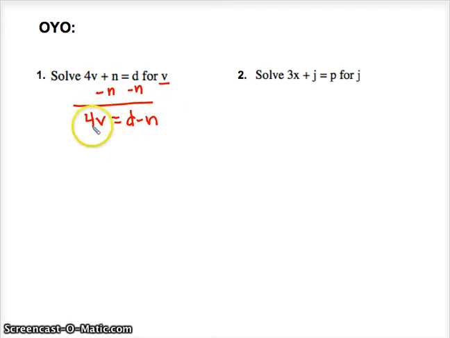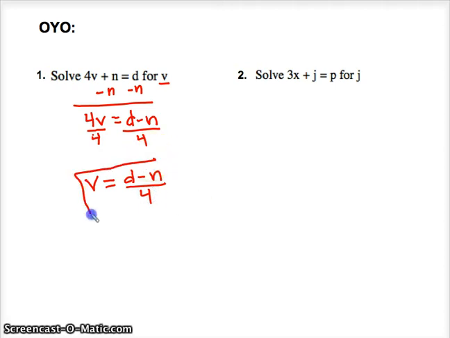My last step then is to get this 4 away from the v. It's 4 times v, so I'll divide by 4, both sides. So my final answer is going to be v equals d minus n divided by 4. Can't do anything else with it. That's my final answer. Not the prettiest thing I've ever seen, but it's your answer.